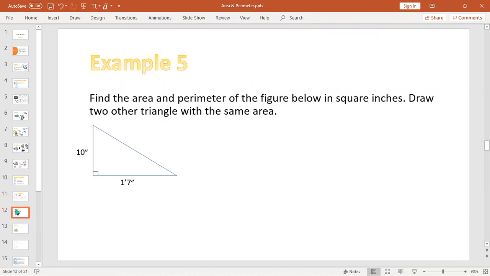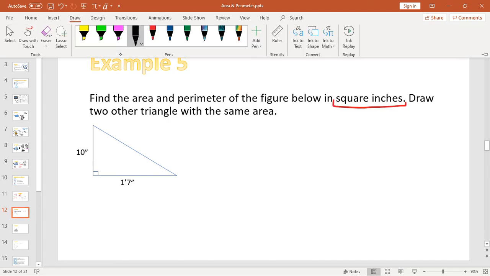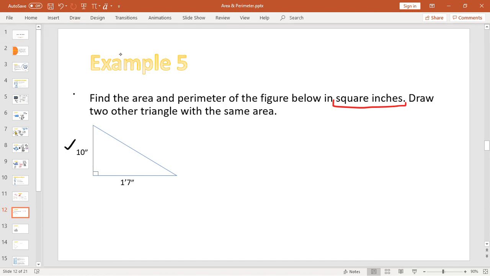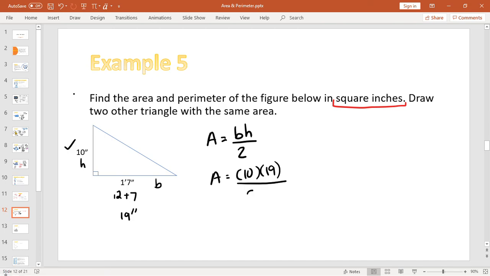Let's do some examples with triangles and their friends. So we're looking for area and perimeter below in square inches. So I'm going to make sure that I change all of my measurements to inches. 10 inches, that's good. 1 foot 7 inches, so that's 12 inches plus 7 inches, 19 inches for this side. Okay, so let's start with area. Our base is going to be 19, and our height is given to us as 10. Area of a triangle, base times height. Don't forget to divide it by 2. 10 times 19 over 2, and that should give us 95 inches squared.